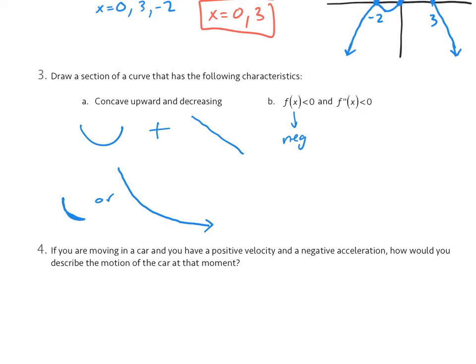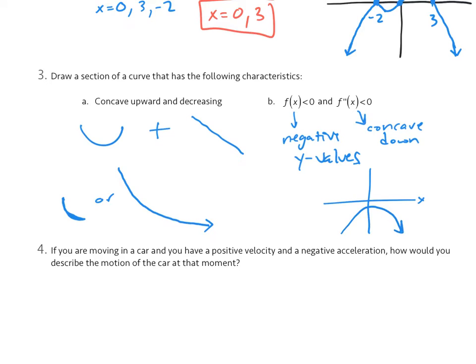Part B, f of x is less than 0. So that means it has negative y values. So there's my x-axis. It's going to be underneath that. And then f double prime of x is less than 0. So that means it has a negative concavity, or concave down. So it needs to be below the x-axis and concave down. If you drew an upside down parabola, that would be a common example of something that has negative y values and is concave down.